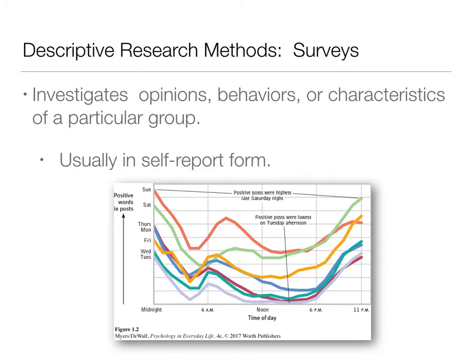These are usually in self-report form. So you're saying, this is how I feel about this, or this is what I do about this, or this is how I behave here, or this is a characteristic I have. And so that is not, again, going to tell us anything more than to describe these opinions, describe these behaviors, describe these characteristics. Because it's self-report, we're not always 100% accurate in what we report about ourselves. We want to make ourselves look better. And so there are issues with that.